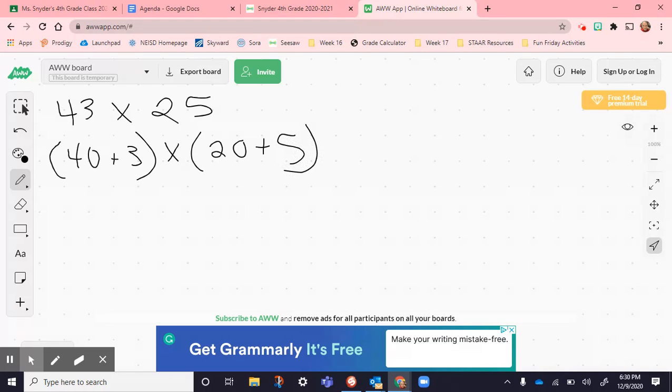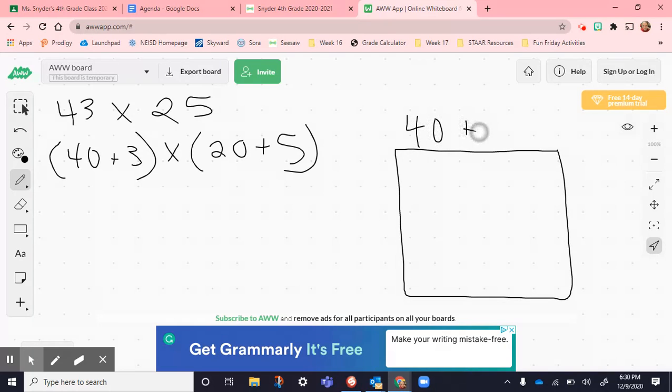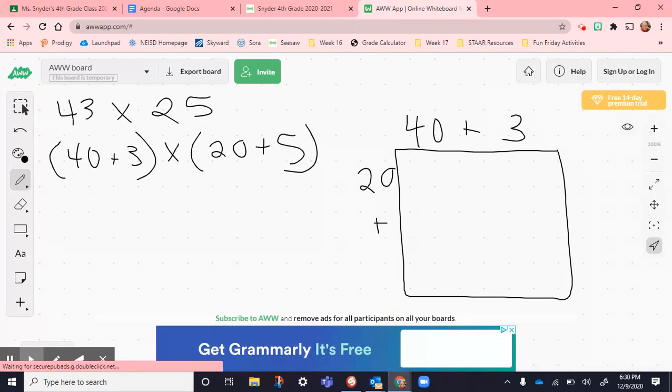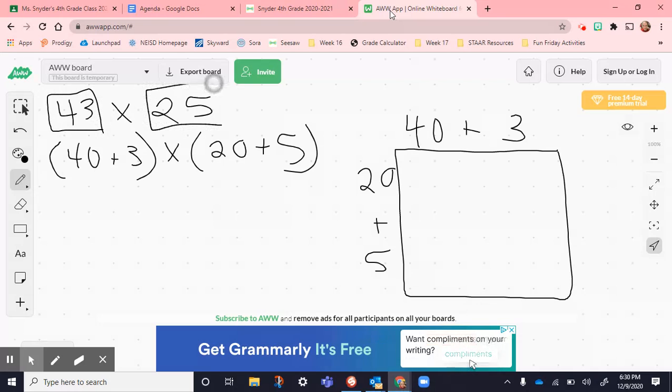Then you're going to make your box. And this needs to be more like a square, because you've got a large amount to write on top and on the side. So do it more like a square shape. And then you just want to make sure this 40 plus 3 adds back up to the 43, and this 20 plus 5 adds back up to the 25 that you have there. Then wherever you have your plus sign, go ahead and draw your line down and your line across.